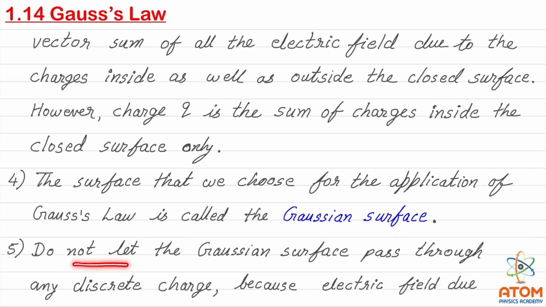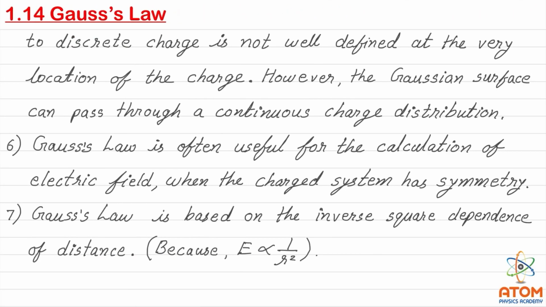Next, do not let the Gaussian surface pass through any discrete charge, because electric field due to a discrete charge is not well defined at the very location of the charge. Let me explain this. See, while choosing Gaussian surface, you should take care that this Gaussian surface should not pass through any discrete charge, because at the very location of that discrete charge, the electric field is not well defined.